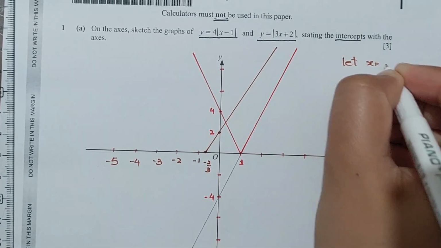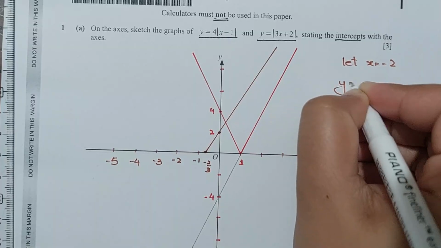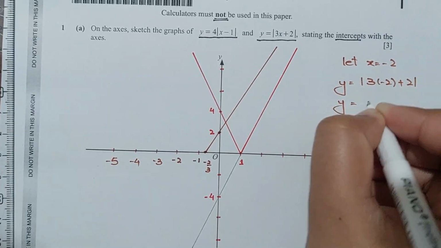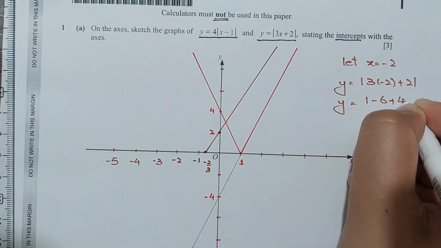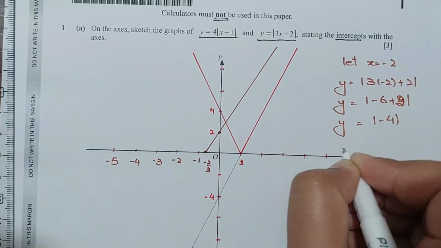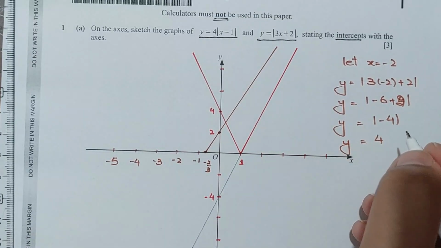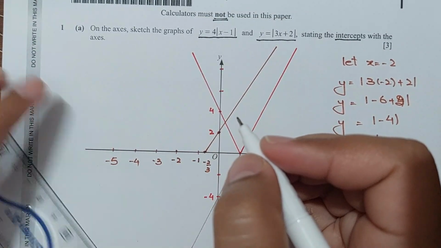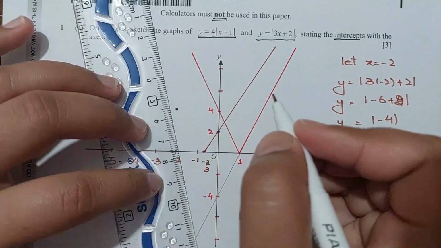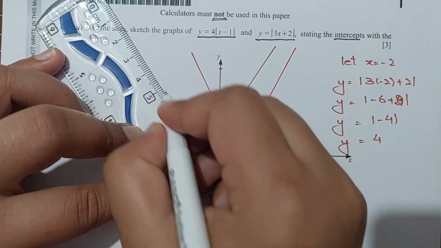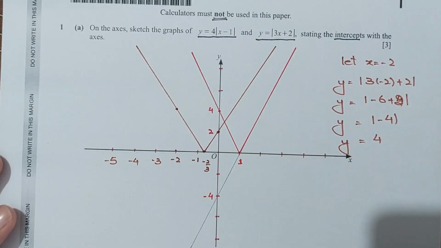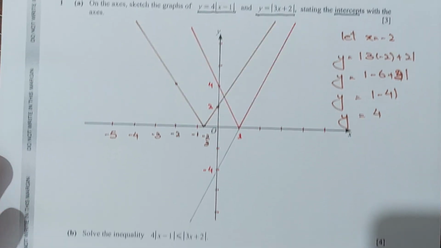Let x equal negative 2. y equals the absolute value of 3 times minus 2 plus 2. y equals the absolute value of 3 times 2 is minus 6 plus 2. Okay, y equals the absolute value of negative 4, so y would be equal to 4. At negative 2 the answer is 4. This is negative 2 and here we have 4. This is the other point, so we can join it. Here is the opening of this absolute function. So this is how the sketch of this graph looks like.